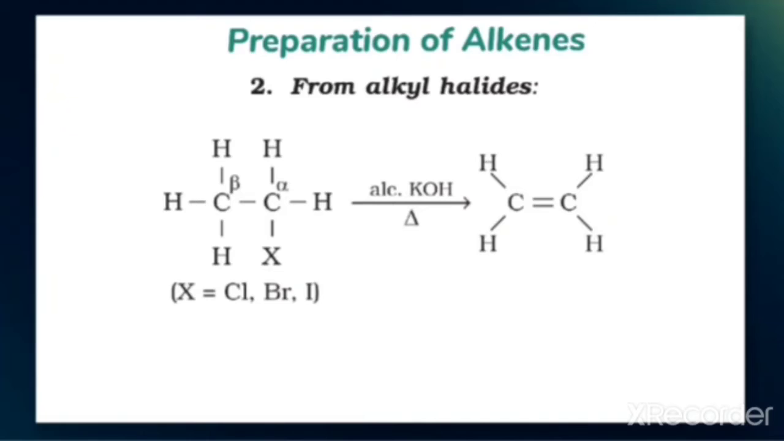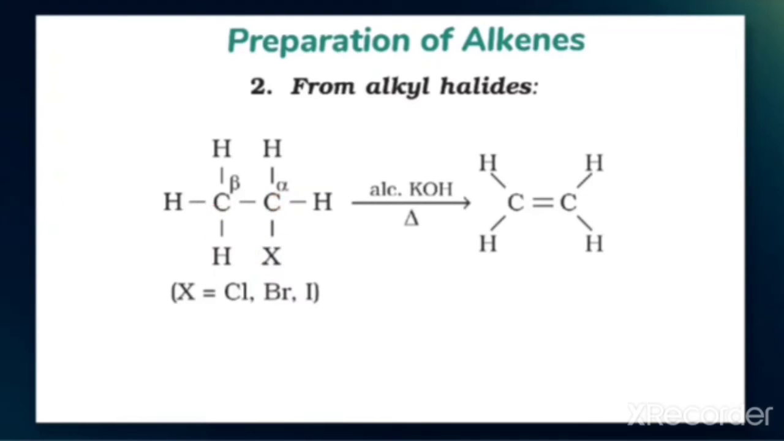Now let us first discuss what the beta carbon is. When a compound, an alkyl halide, is given to us, first of all focus on the halogen group here. So here X is the halogen group, and the carbon where it is attached is called the alpha carbon. So here, where is the alpha carbon? This is the alpha carbon. And the neighbor of the alpha carbon is called the beta carbon. That means this second carbon, the neighbor of this, will be a beta carbon.